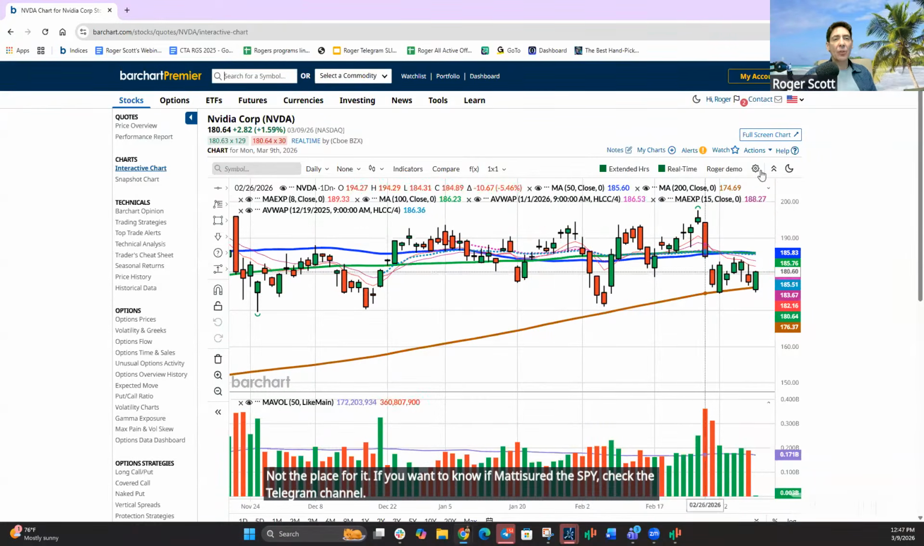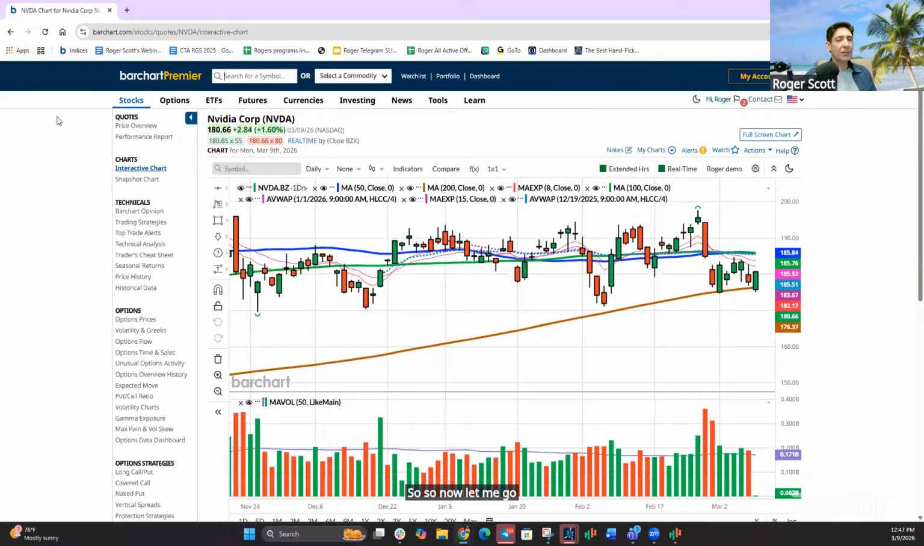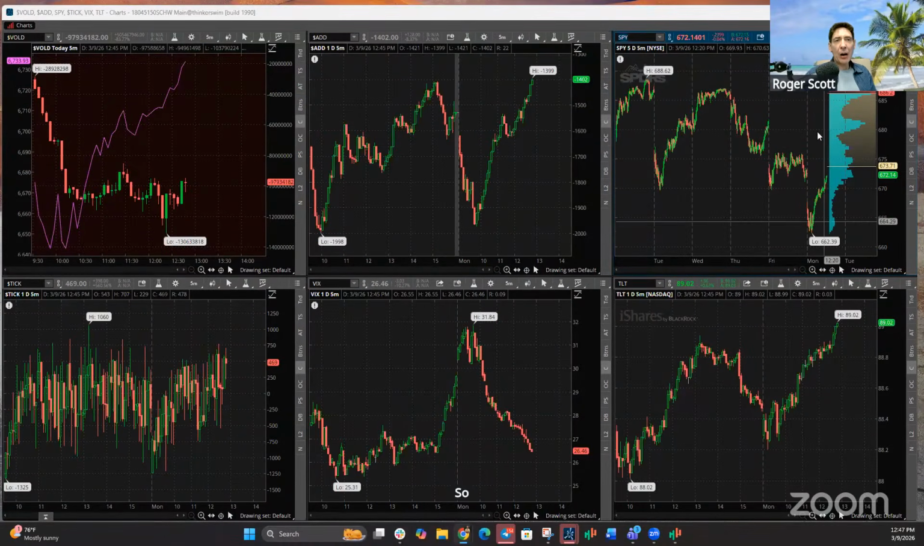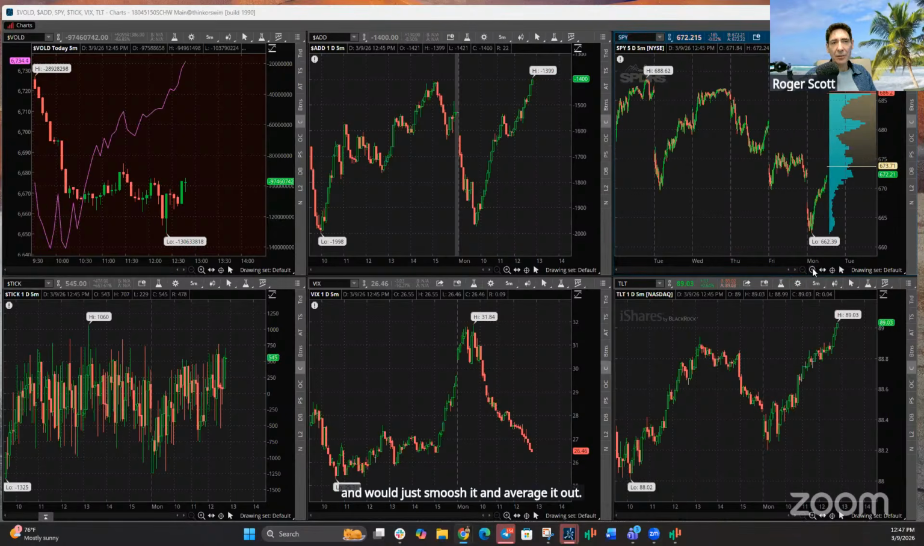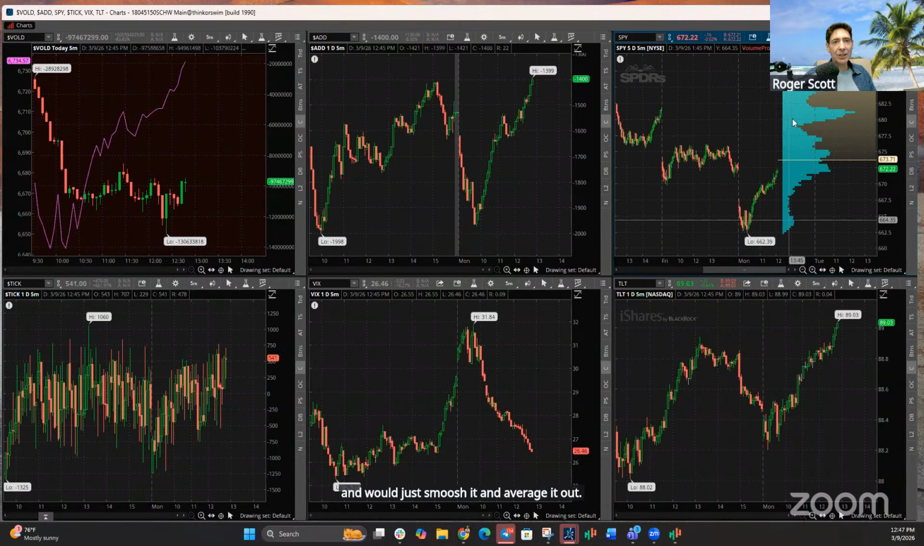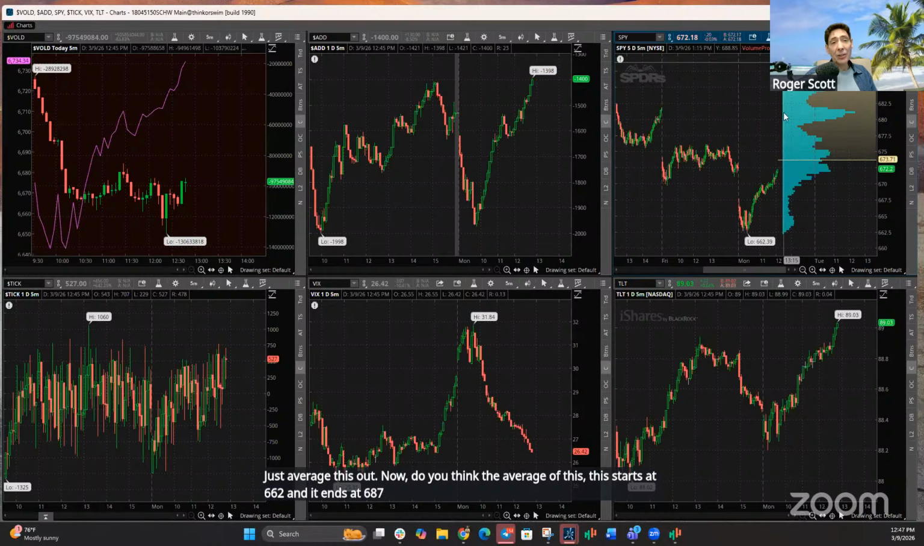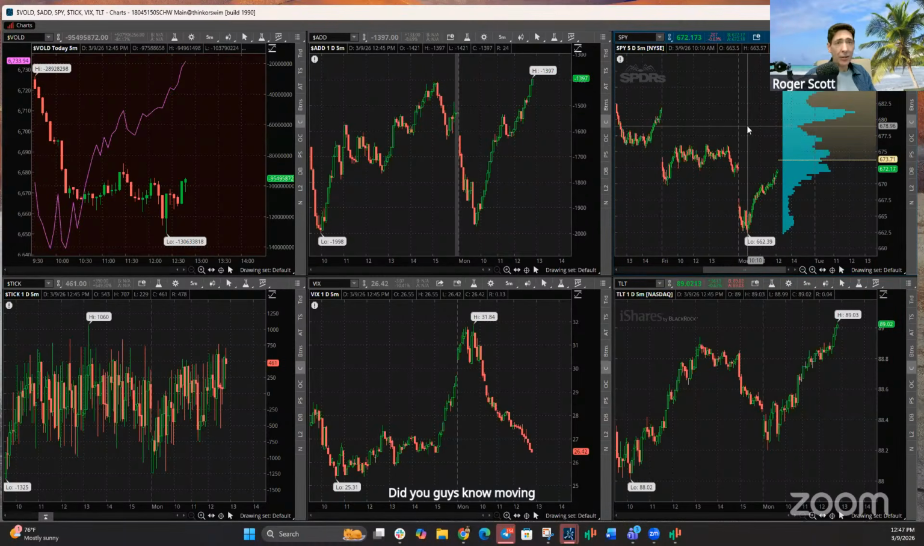Now let me go back to this. Let me show you how a moving average would take this. A moving average would take all of this and just smush it and average it out. Now, do you think the average of this, which starts at 662 and ends at 687, is anywhere near the highest traded price? Did you guys know moving averages do not take volume into account?